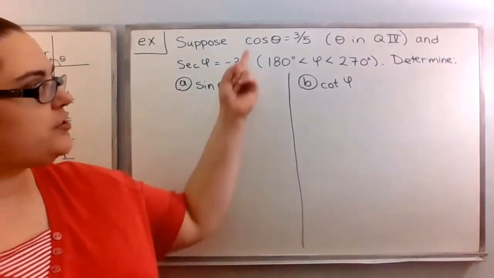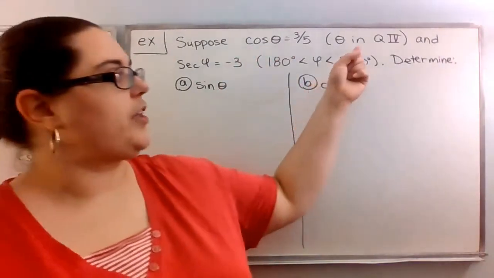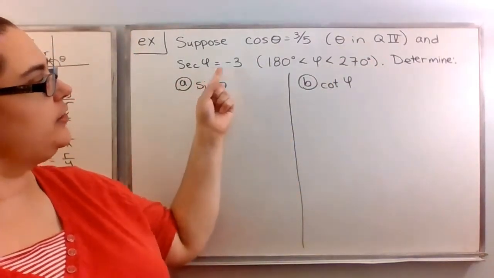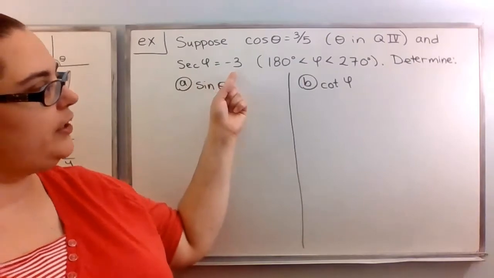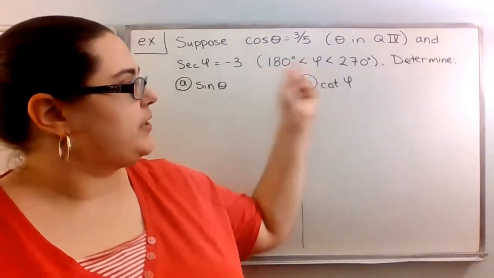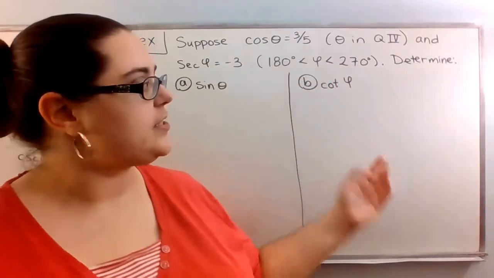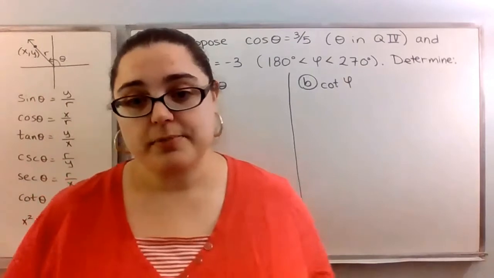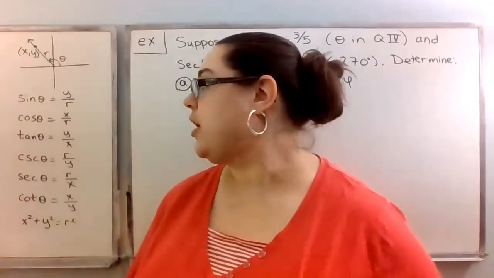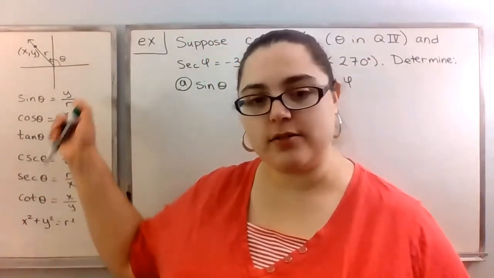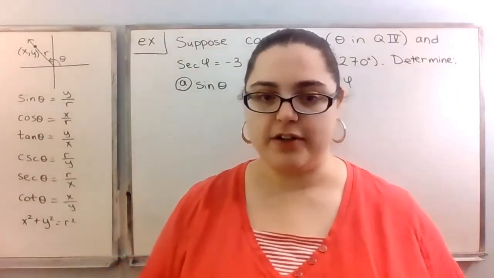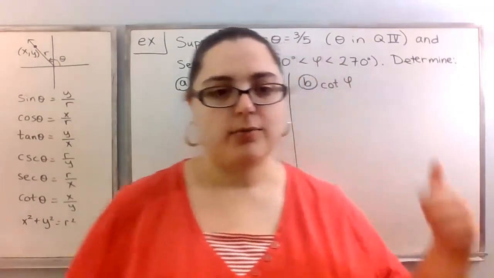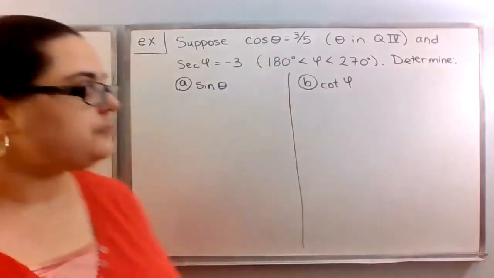So we're going to suppose that cosine of theta is 3/5, and we're told that theta is in the fourth quadrant. And we want to find secant of phi, or we're told secant of phi is -3. And we're told that phi is between these two degree measurements. And we want to find sine and cotangent. So if we're going to be using the trig definitions for this, we're going to need to find the values for x, y, and r so that we can apply the definition. So let's focus first on the one that's got theta, and then we'll do the one that has phi afterwards.